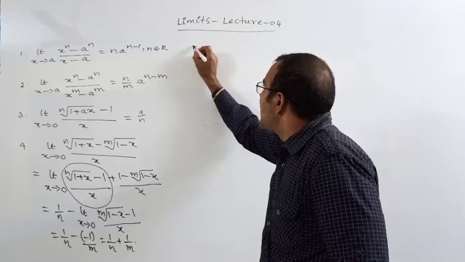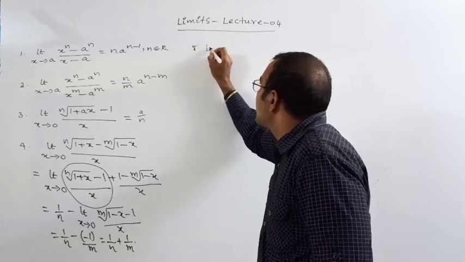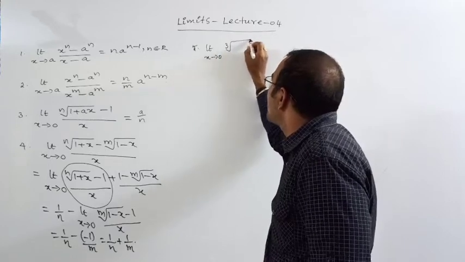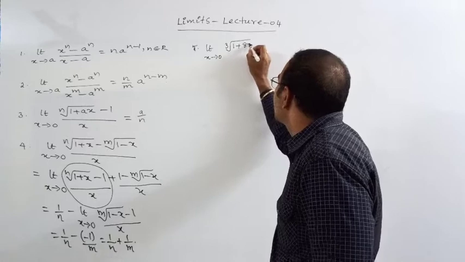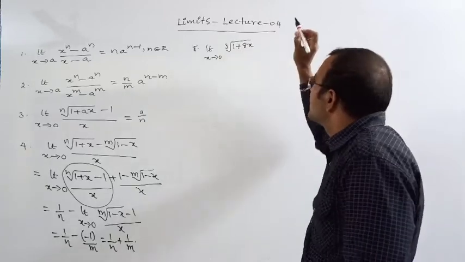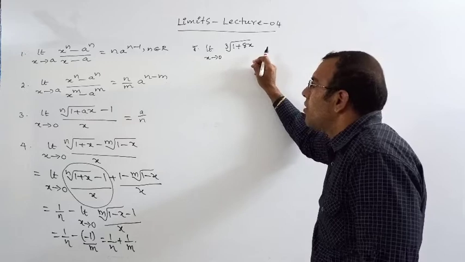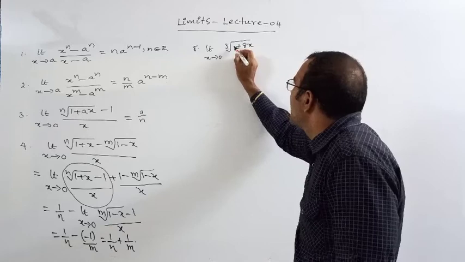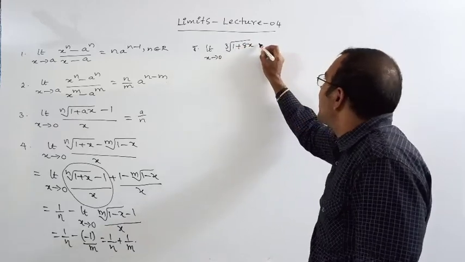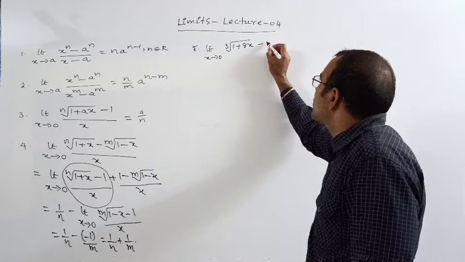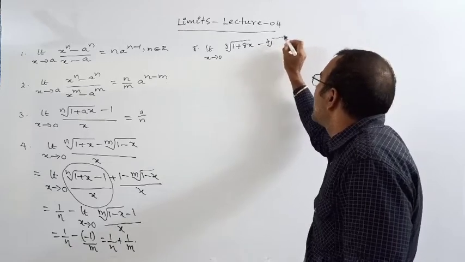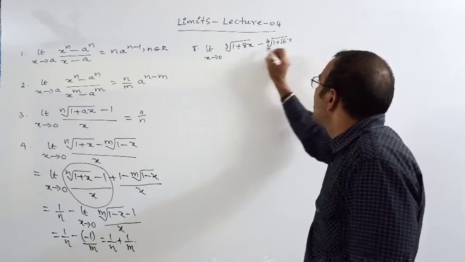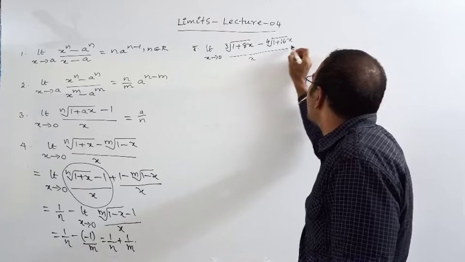So based on this, I will give you one more question so that you can practice it. Limit x tends to 0, cube root of (1 plus 8x) minus 4th root of (1 plus 16x), whole by x, equal to dash. You can do it.